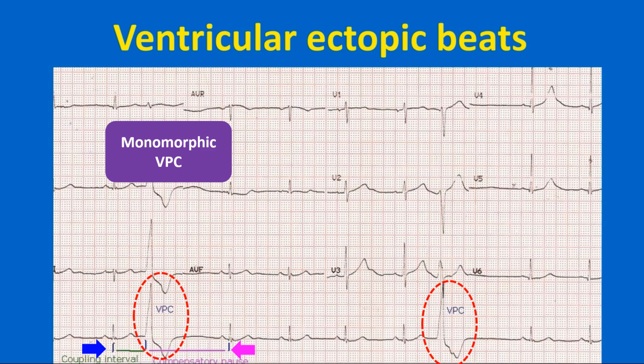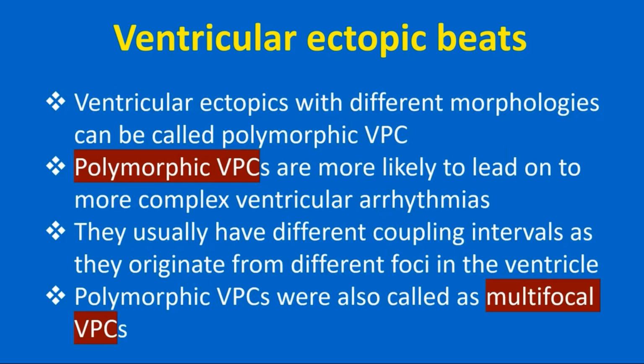This is because the next sinus discharge would have already occurred before the ventricular ectopic impulse gets conducted up through the atrioventricular node with the usual delay. Ventricular ectopics with different morphologies can be called polymorphic VPC. Polymorphic VPCs are more likely to lead on to more complex ventricular arrhythmias. They usually have different coupling intervals as they originate from different foci in the ventricle. Polymorphic VPCs are also called multifocal VPCs.